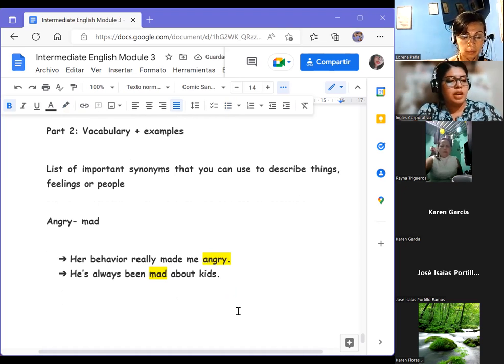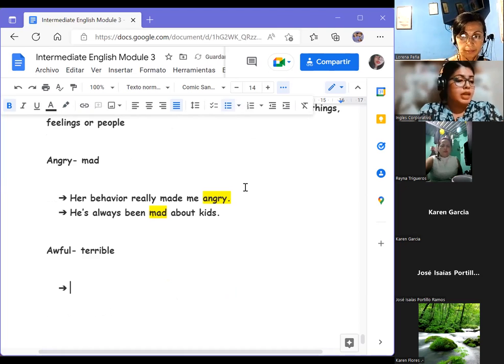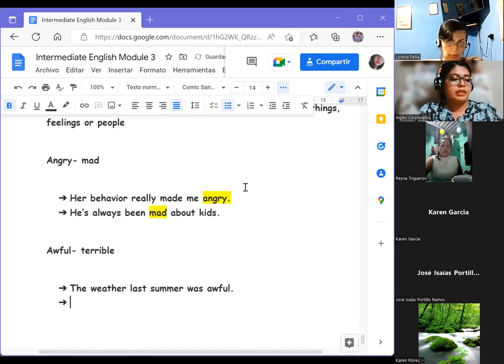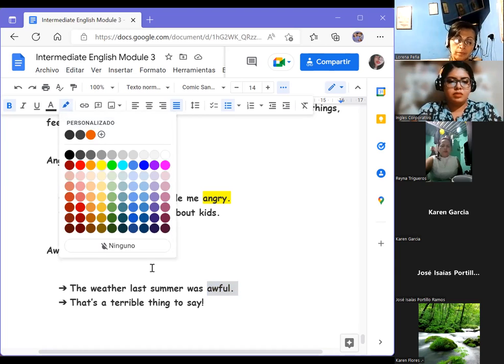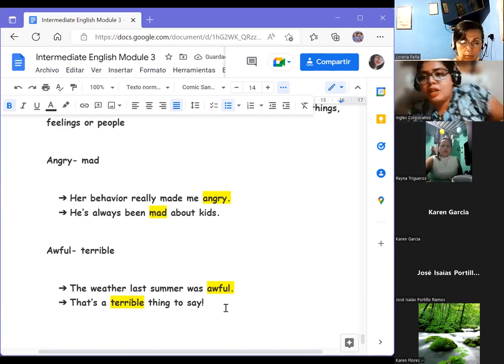Then we have awful and terrible. And we have our examples. And it says, the weather last summer was awful. And then it says, that's a terrible thing to say. So we have the two examples using those words.